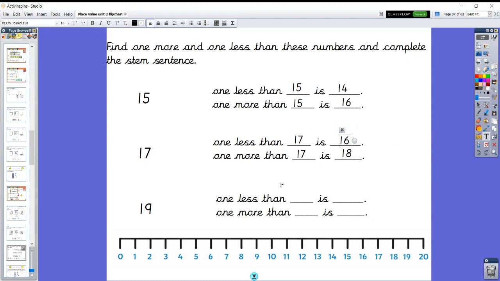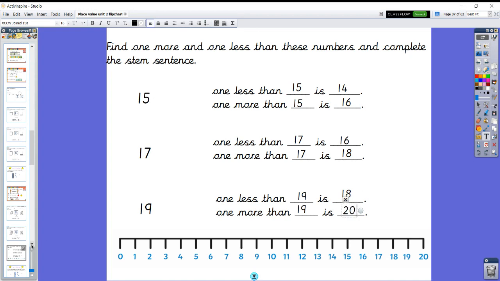Brilliant. And the last one, the number is 19. So I'm going to put 19 in both times. This time 1 less than 19. What's 1 less than 9? We know that 1 less than 9 is 8. So I've got 1 ten and 8 ones. And 1 more than 19 is, wow, this is the only one we've looked at that's got 2 tens, because we know that 1 more than 19 is 20. So we've got 2 tens, and how many ones? Have a look at the number. 0 ones. So 1 more than 19 is 20.